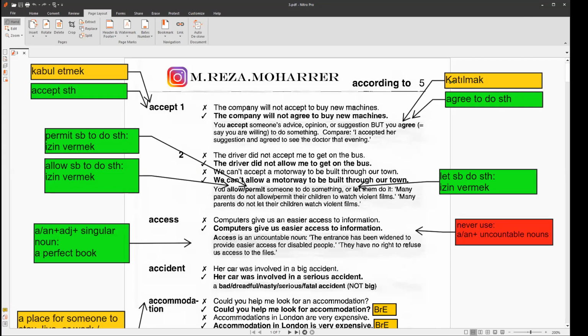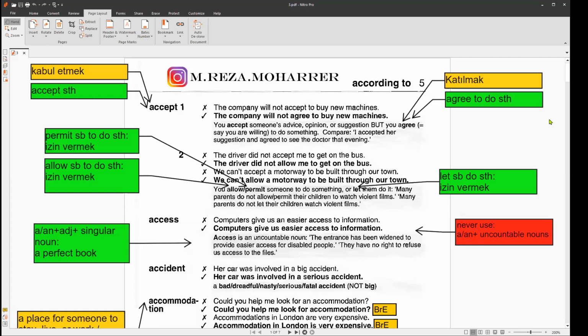The company will not accept to buy new machines. The company will not agree to buy new machines. You accept someone's advice, opinion. So wait. Okay. So the wrong sentence is this: the company will not accept to buy new machines. As you see here, I wrote the meaning of accept here in Turkish. The true sentence: the company will not agree to buy new machines.